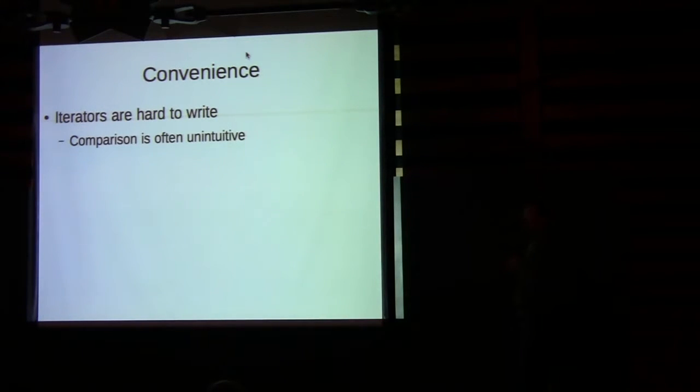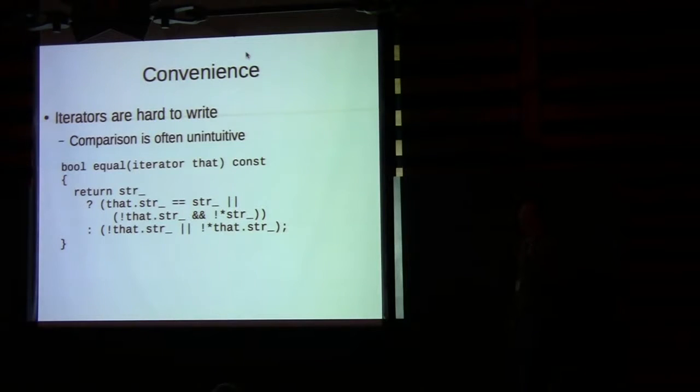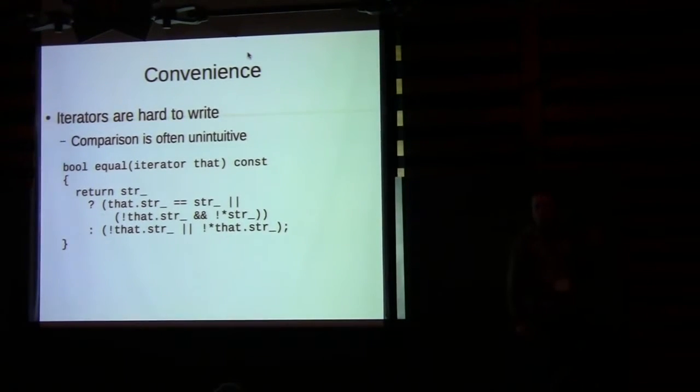Another point in convenience is a claim that I make is that iterators are hard to write. This is from Eric's blog post about his range library. From the first post, he wrote a C string, a null terminated string range, and it provides classical iterators. And this is the equal function for those iterators, right? So when are 2 iterators equal?